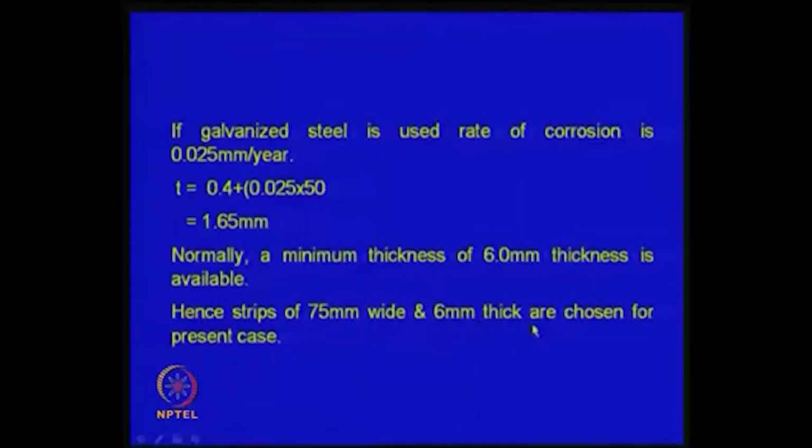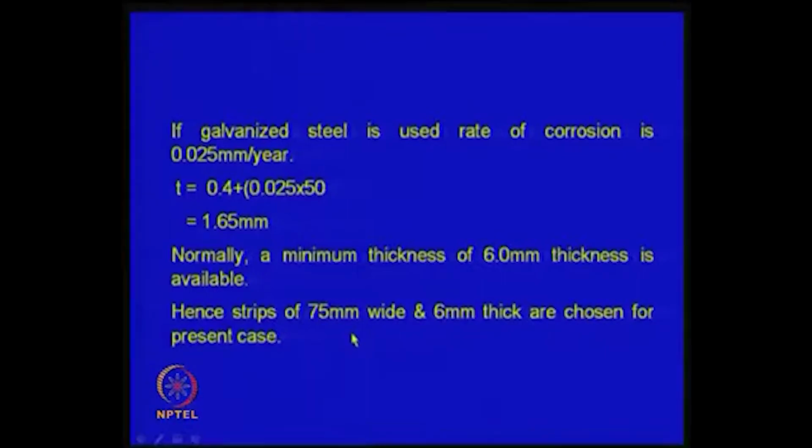So, it is fine for us, right. 6 mm is too small. You are just using a 6 mm thickness to get a bearing capacity improvement of 3 or even 48 ton per meter square, it is very good, right. So, hence strips of 75 mm wide and 6 mm thick are chosen for the present case.